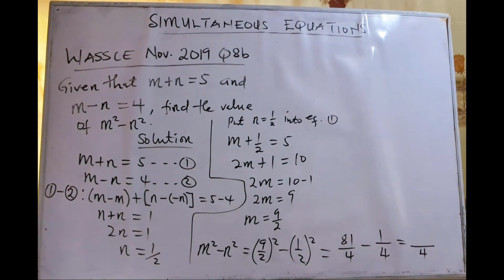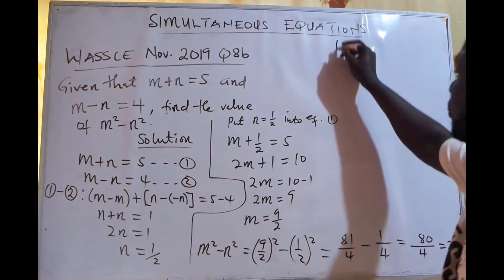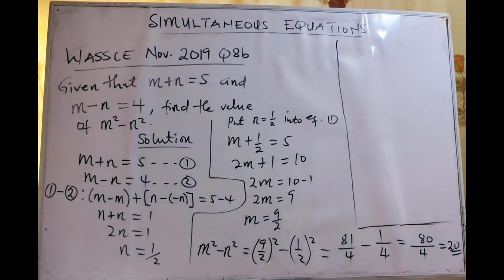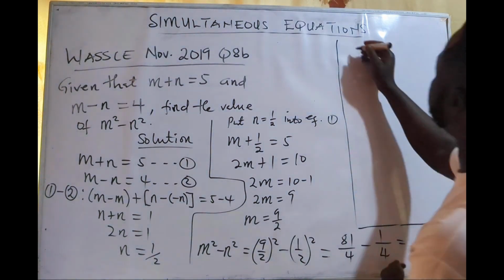So 81 minus 1 will give me 80. So that will give me 80 on 4. 4 goes into 8 two times, so I'll get my answer to be 20. So m squared minus n squared is going to give me 20, which is 80 on 4. Okay, so that is that. So simple like that. Now let's use the substitution method too and see.